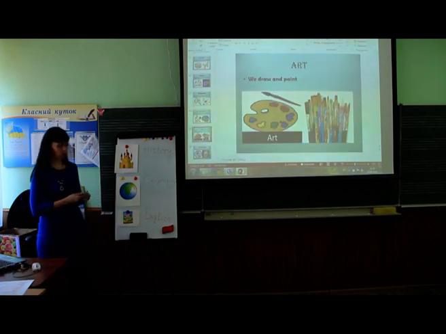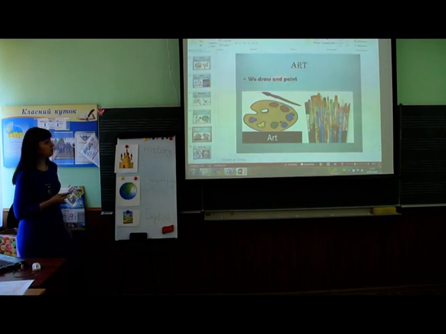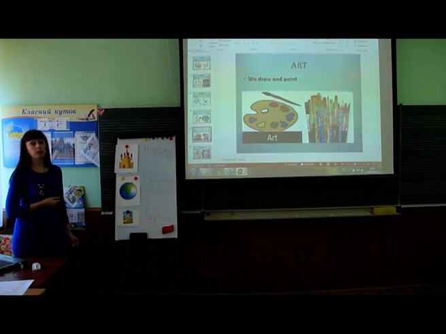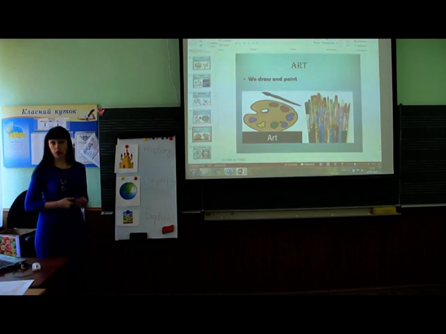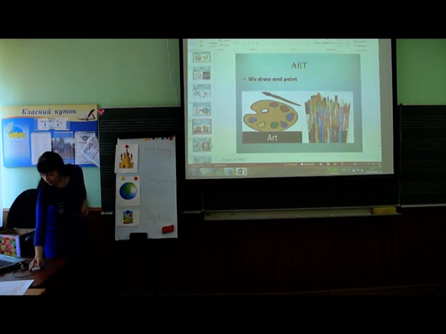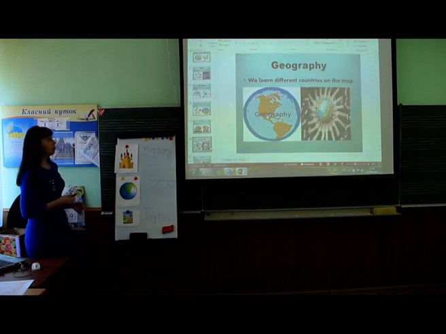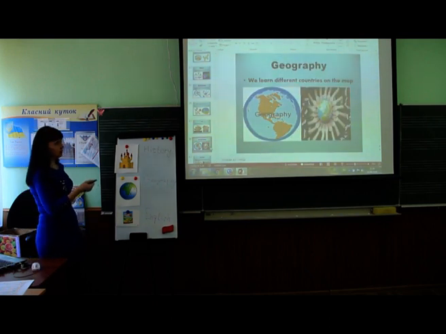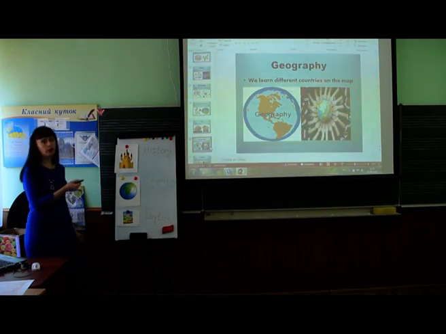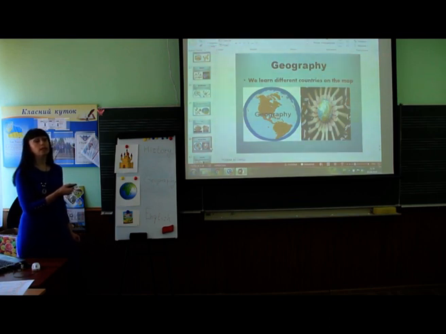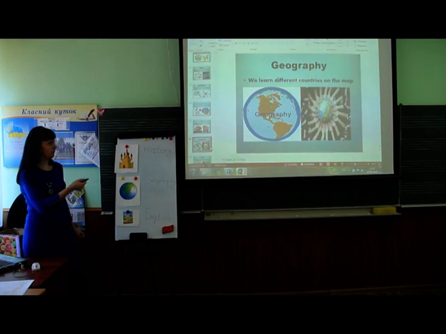Art. What is art? What do we do at art? In the art lesson we draw and paint nature, people, figures, and we create images. We use our creativity. Geography. Geography is a lesson where we use our map, where we find different countries on the map and show them, where we learn about people who discovered different countries.